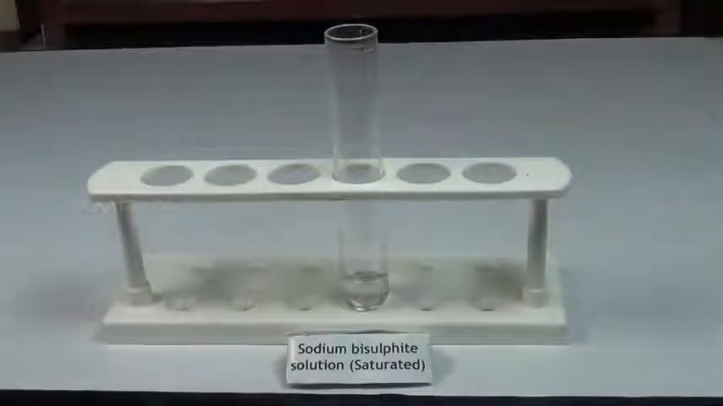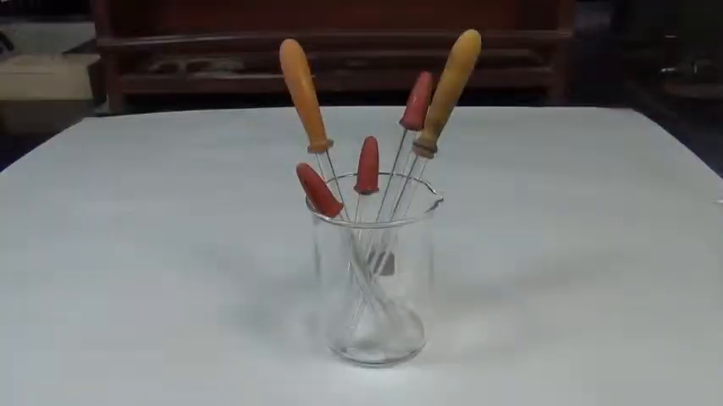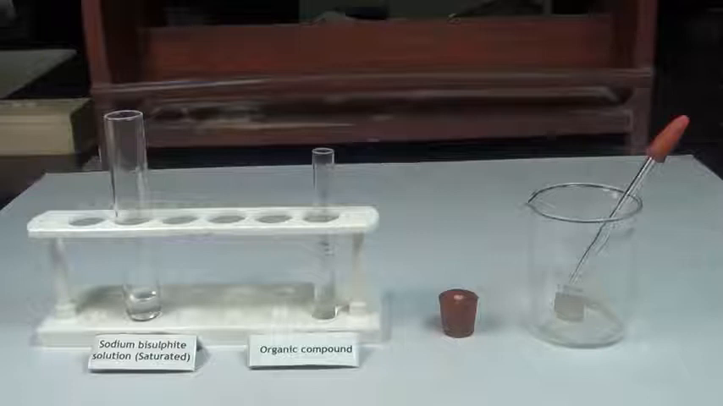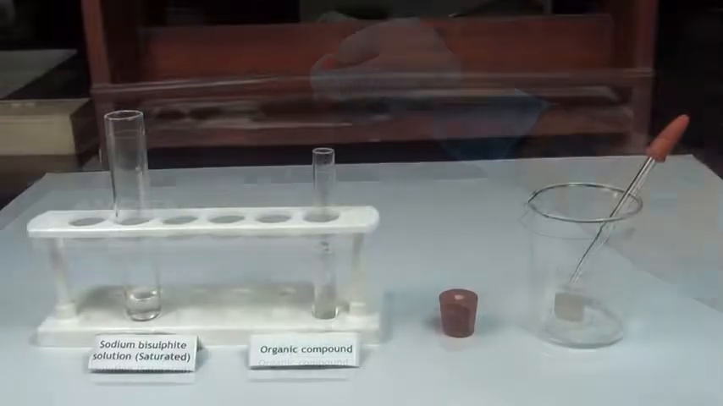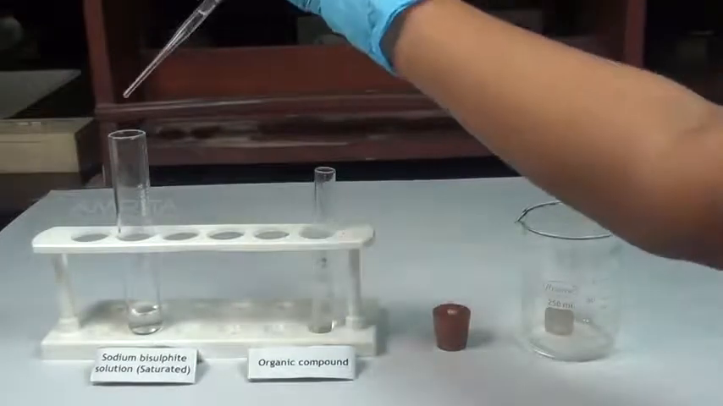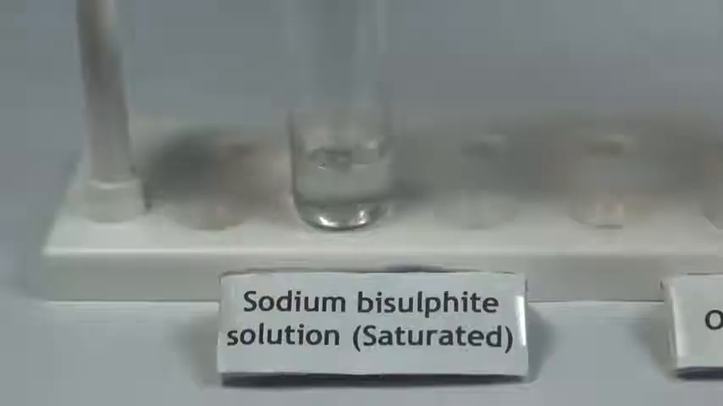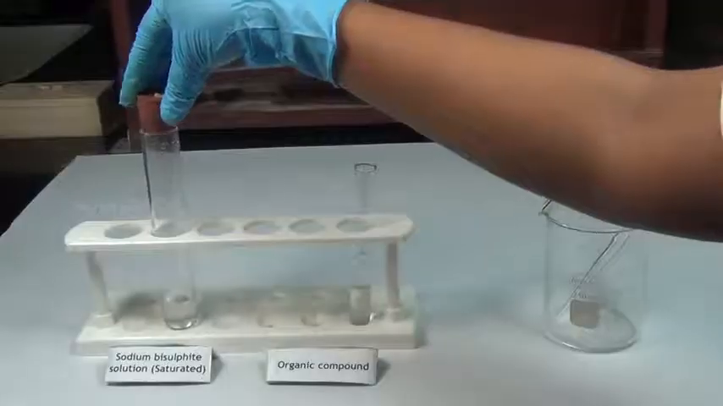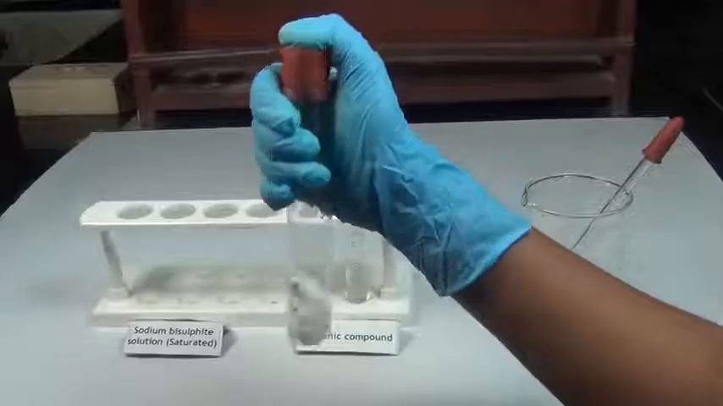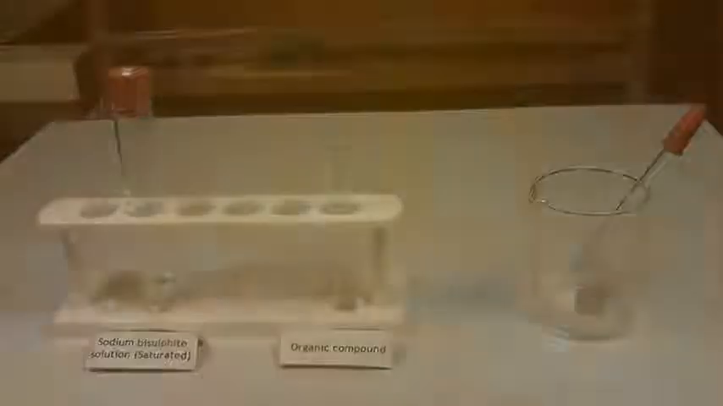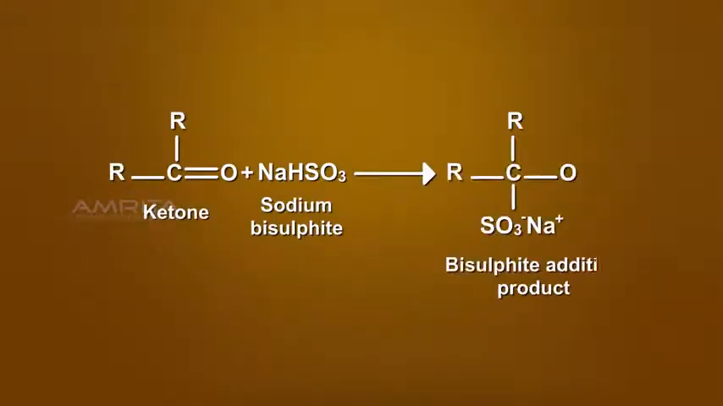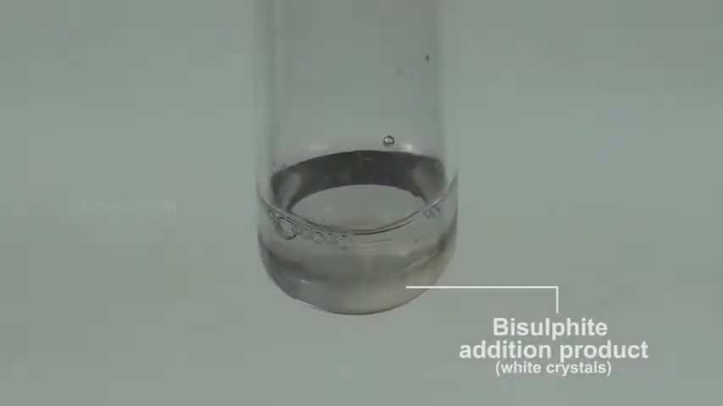Sodium bisulfite test. Materials required: organic compound, saturated solution of sodium bisulfite, dropper and a cork. Procedure: take a small quantity of saturated solution of sodium bisulfite in a boiling tube. To this, add a small quantity of organic compound using a dropper. Cork the test tube with the cork and shake it well and leave it for some time. Ketone gives an addition product with sodium bisulfite, which is white crystalline in nature.